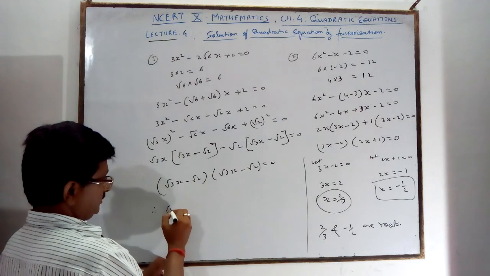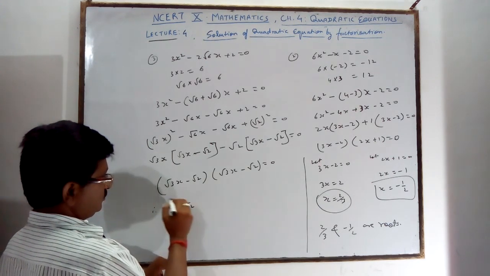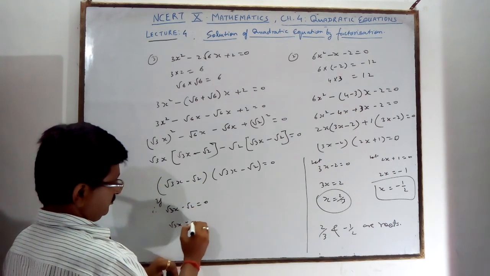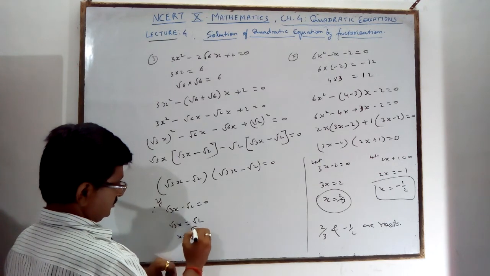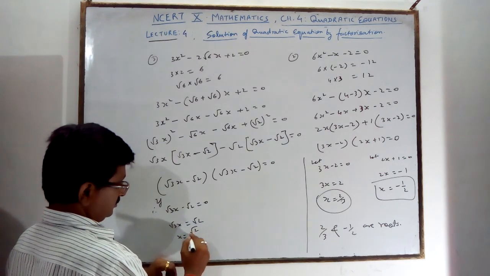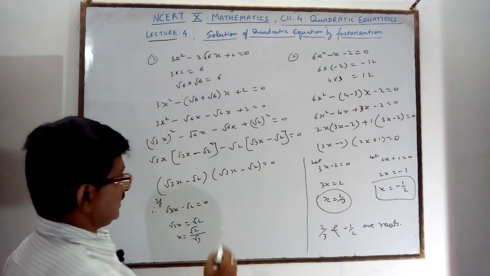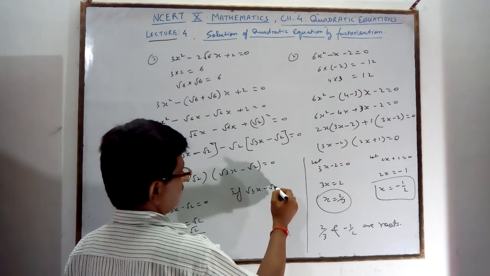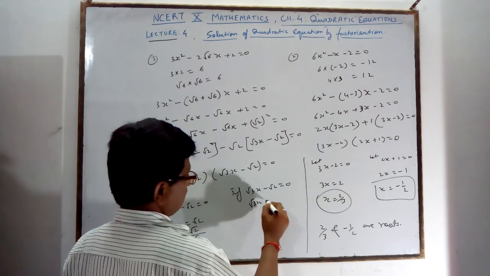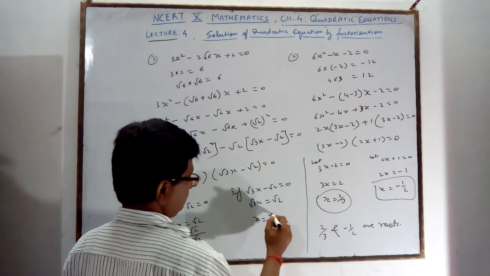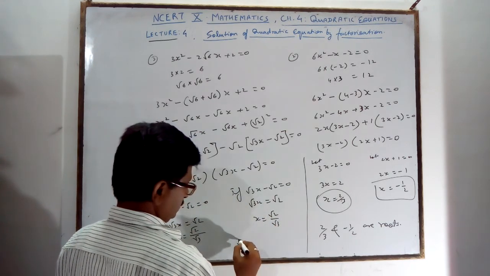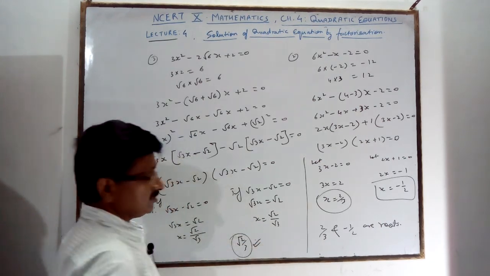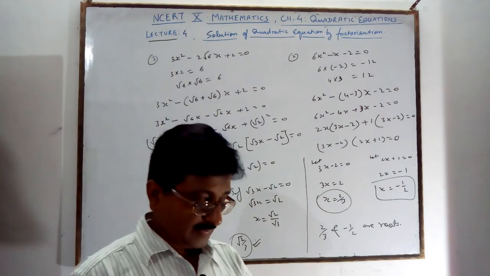So root 3x minus root 2, or let anything, you can get root 3x is equal to root 2, then x is root 2 upon root 3. If you take the second factor, again your answer will be the same, root 2 by root 3. So root 2 upon root 3 is the two equal roots you are getting. Two equal roots you are getting for this.